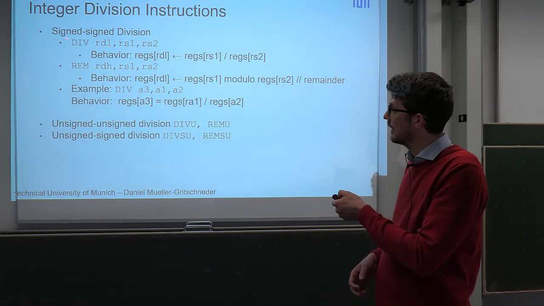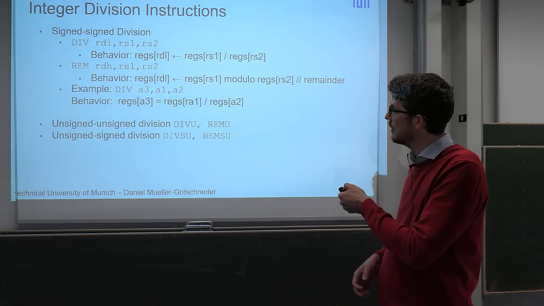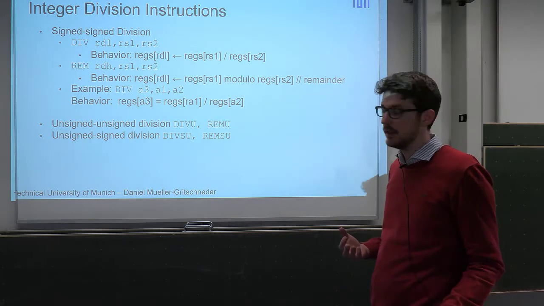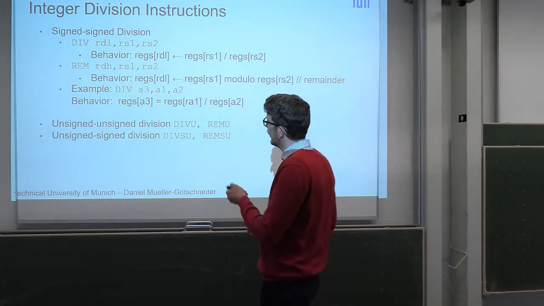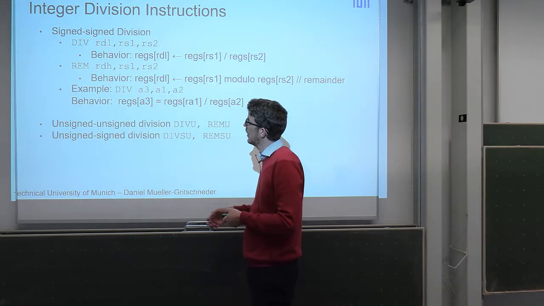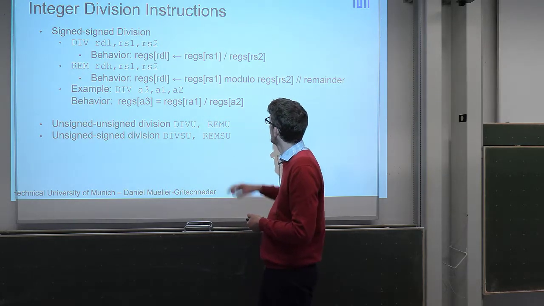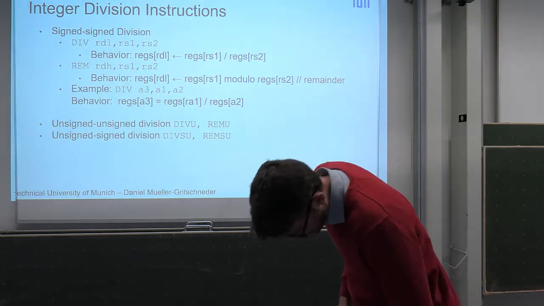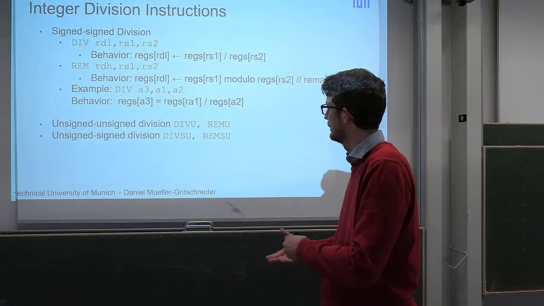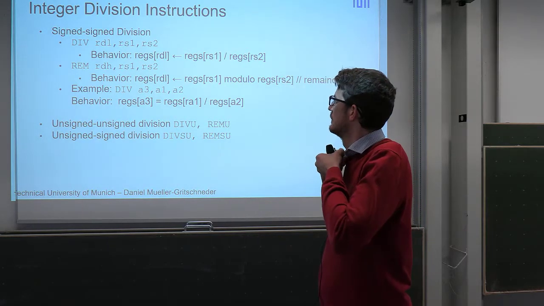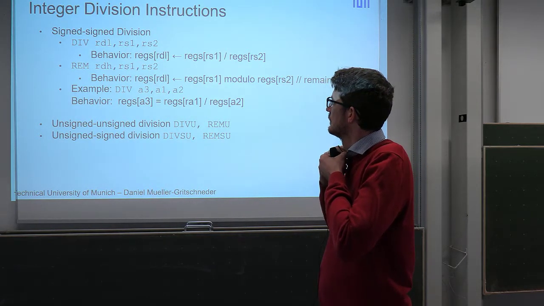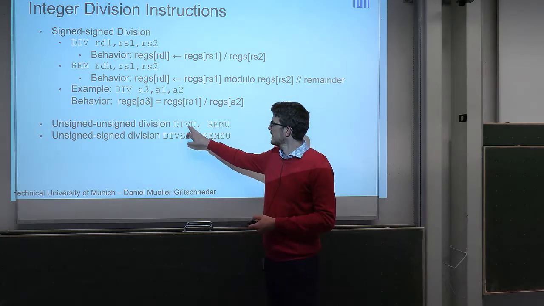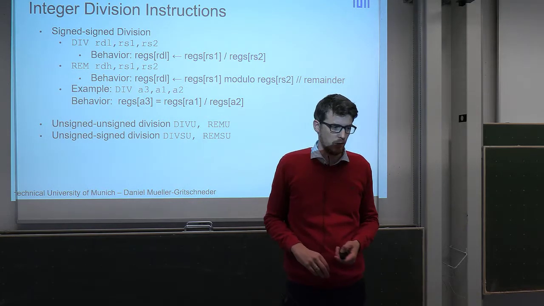Division is the same thing, right? There's a division instruction where you give it 2 registers and then it will divide them and put the result somewhere. So this is integer division, right? So you only get the integer value. If you also want to get the remainder, there's an instruction to give you the remainder of the division, which is basically doing a modulo operation. And we also have variants again for unsigned and for signed execution.